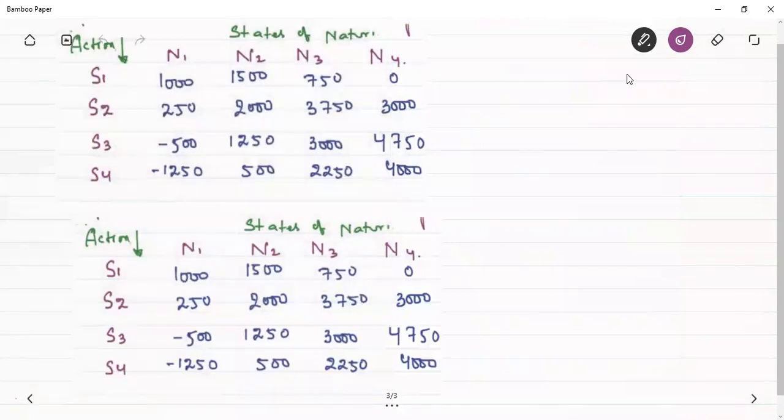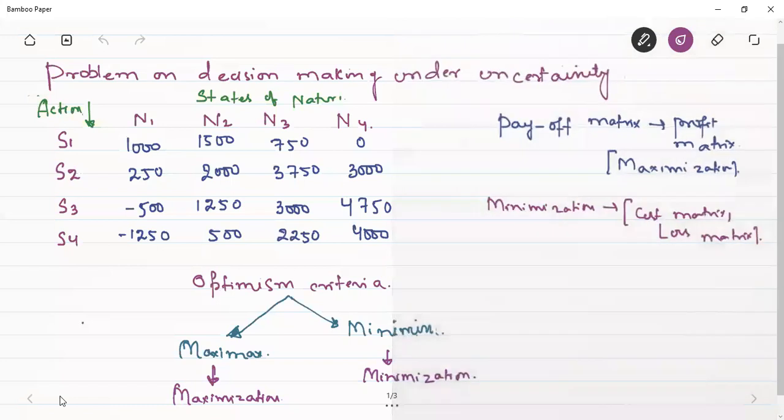After that, we had seen the pessimism criterion. Again, this pessimism criterion can be divided into two parts. I can write it on the first slide.